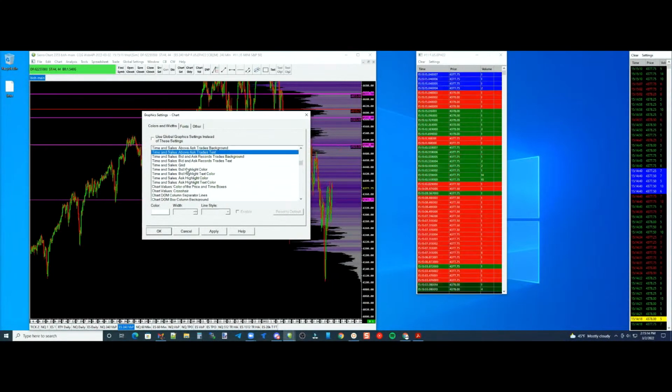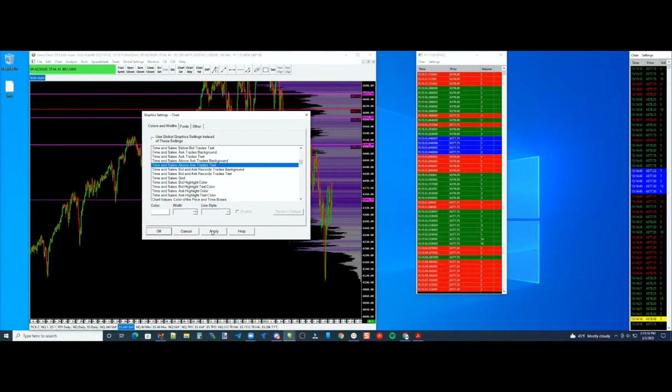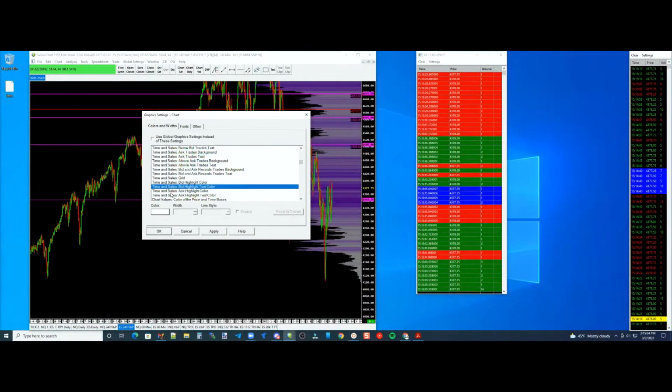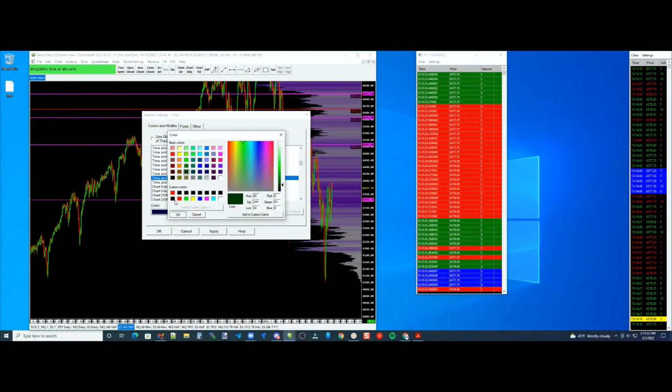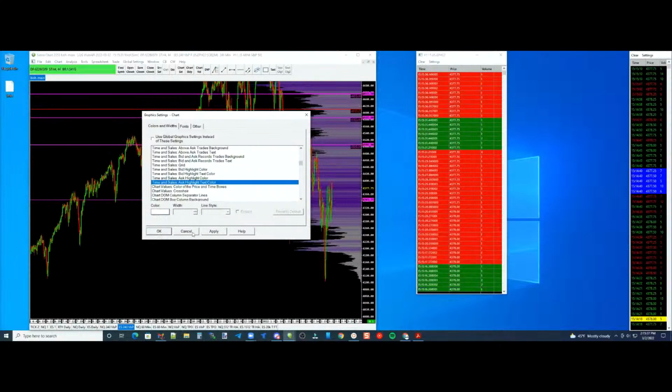Okay. So, but that's it. Now you can take your... okay. So then there's bid highlight color, highlight text, which I don't like that color. The ask highlight color. Okay. Deep blue. I like to set mine to deep green. Get rid of that color.